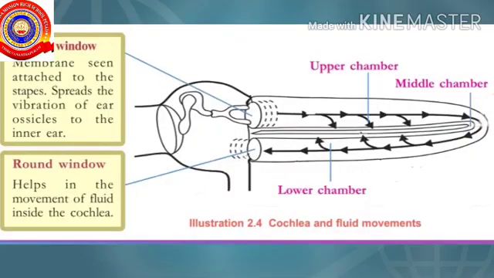Now let's learn how hearing is possible. We know that hearing process is controlled by the cochlea. Look at the picture here. We can see oval window and round window. This oval window contains a membrane which is seen attached to the stapes, and it spreads the vibration of ear ossicles to the internal ear. Next one is a round window. It helps in the movement of fluid which is present inside the cochlea.